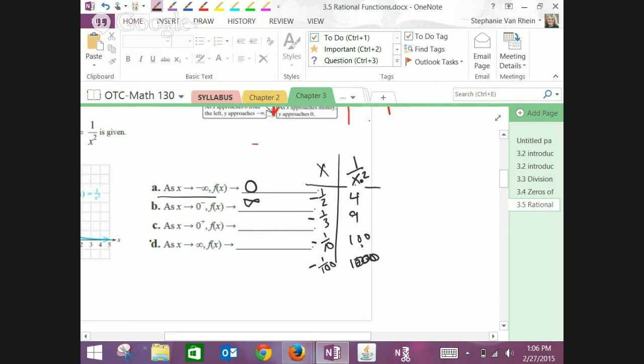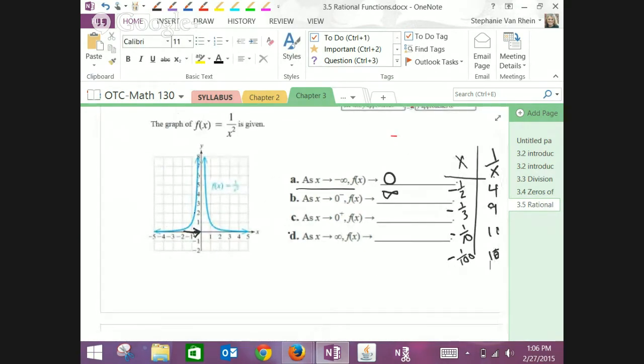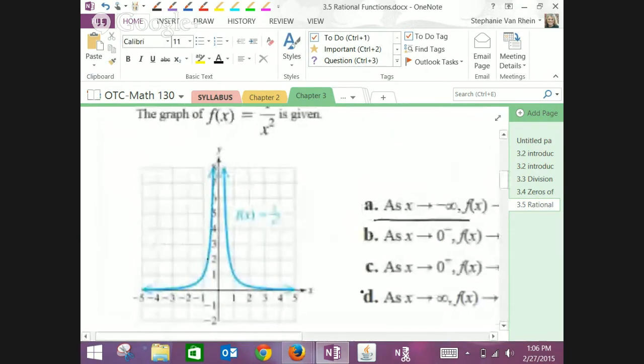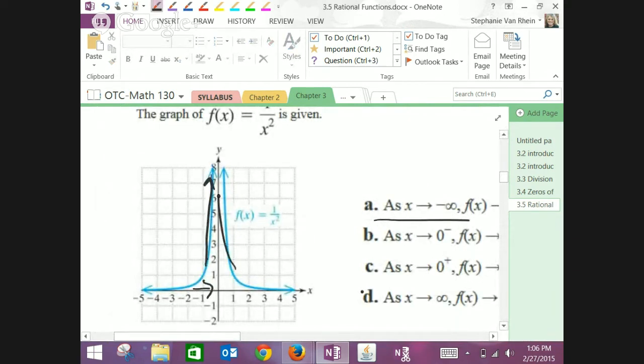1 over a half is 2. 1 over a third is 3. So 1 over a third squared would be 3 squared, which is 9. But you should be able to see this from the graph. You guys see that as I'm approaching 0 from the left, I'm going to infinity. As I approach 0 from the right, I go to infinity.